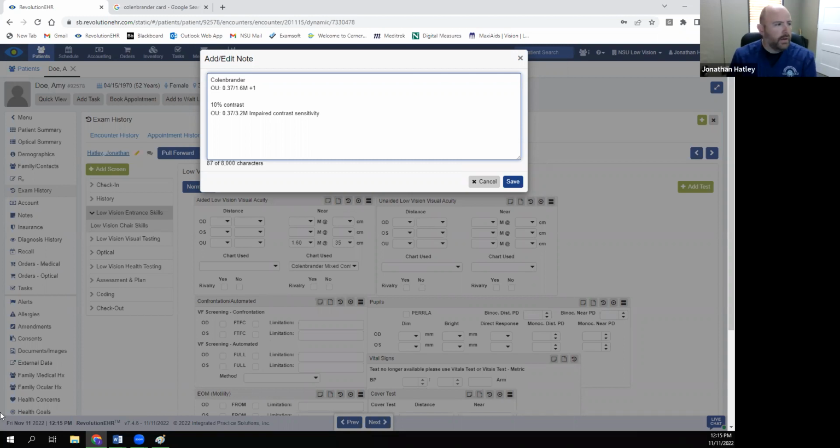And effectively, that's the way in which we would conduct the test and record it in Revolution. The last part is always competency, and so I'll leave that up to you, the proctor, to determine if the clinician conducted the test in a professional manner. But that is it for the Colenbrander card.